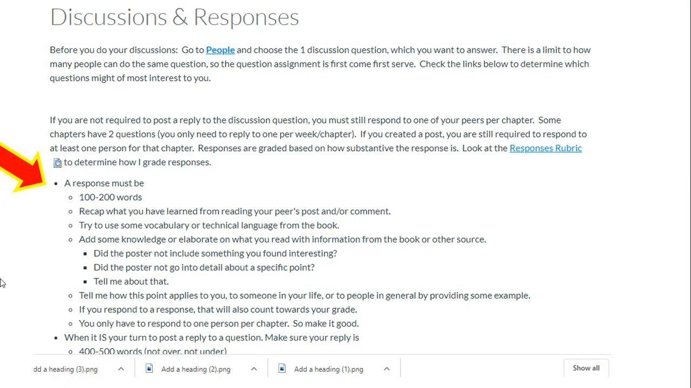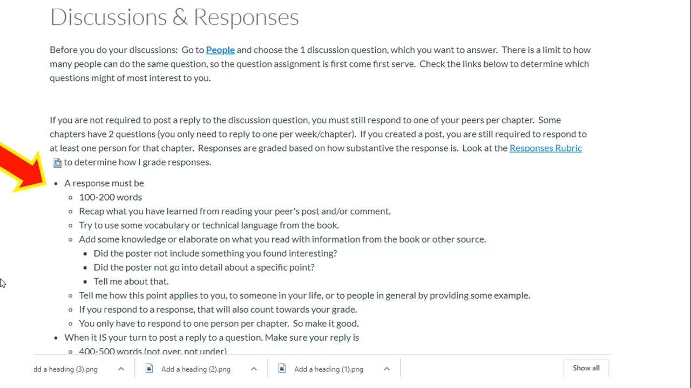You are not writing a 500-word paper every week, and so I do expect your response to be substantive. That means it's going to be 100 to 200 words, but it should have substance. Don't tell me that you really enjoyed the post. I'm going to look for you having recapped whatever it was you read. You don't have to recap the entire 500-word response your classmate wrote, but you should recap the thing that you're talking about. You should use some vocabulary.